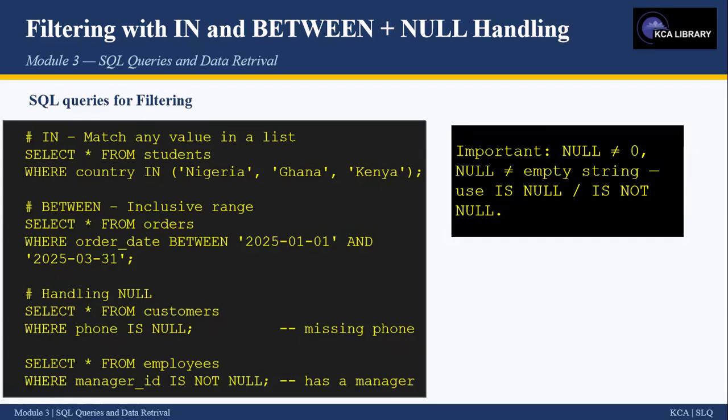Handling missing values is very important. Use IS NULL and IS NOT NULL. SELECT * FROM customers WHERE phone IS NULL, that is, phone is missing, or SELECT * FROM employees WHERE manager_id IS NOT NULL, that is, it has a manager ID.